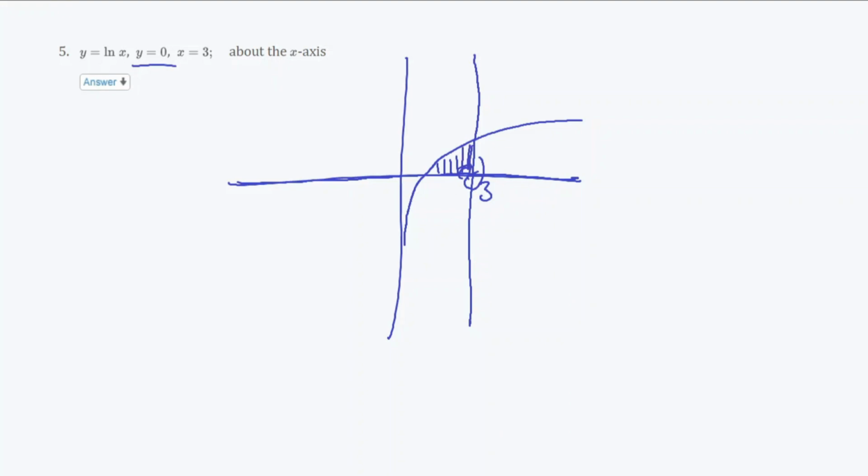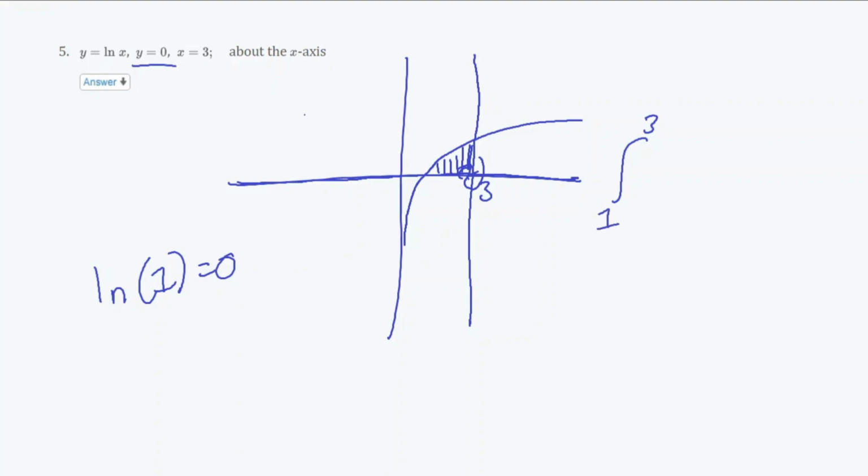Rotate about the x-axis. Now, how do we set it up? So the limits of integration, we need to figure that out. We know our end integration limit is going to be 3, because x equals 3 is one of the limits. And then we need to find where it starts. So we need to find when ln of x crosses the x-axis. If you remember, ln of 1 is equal to 0. So our limits of integration are going to be 1 and 3.